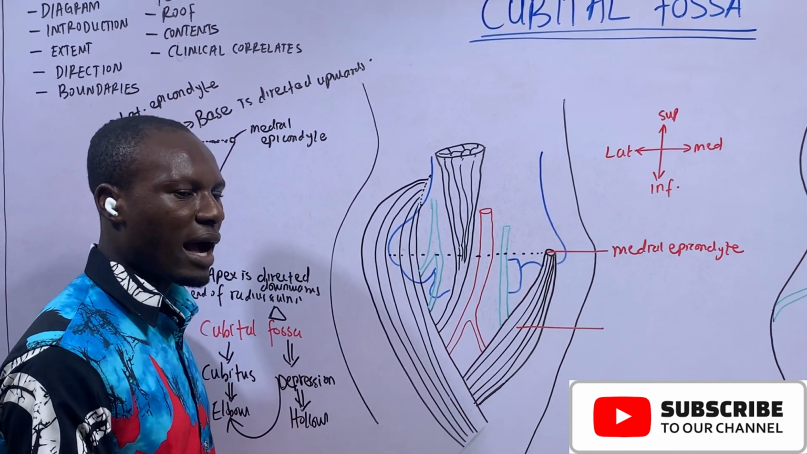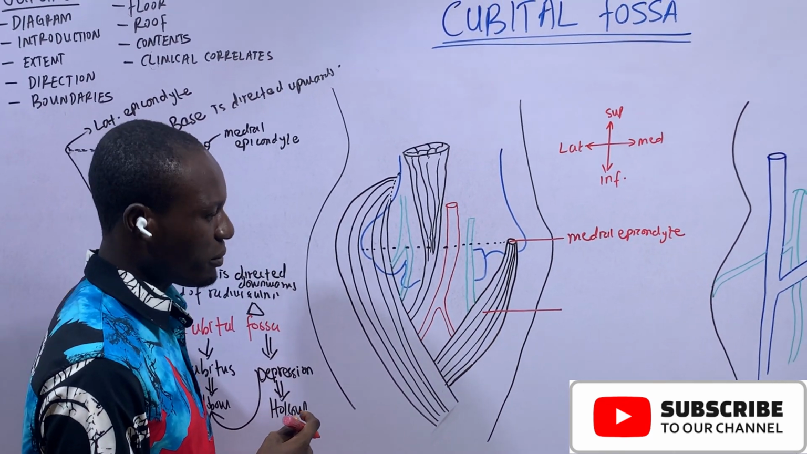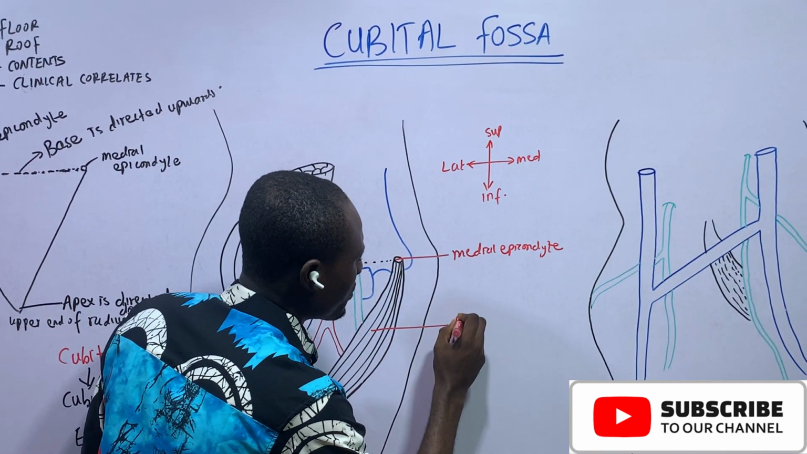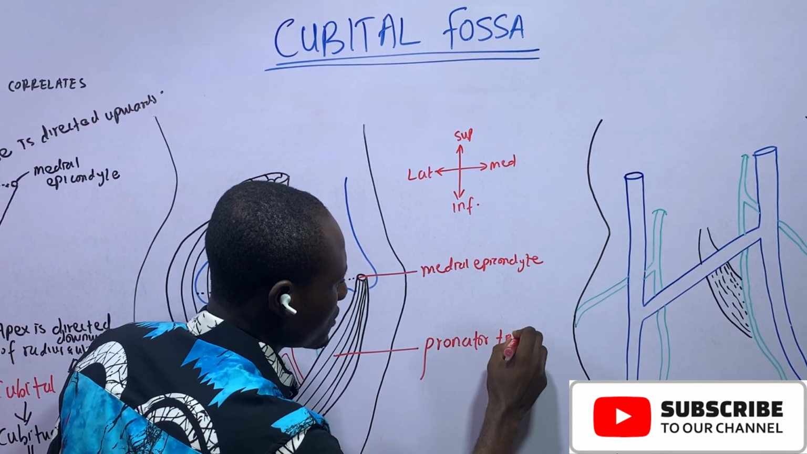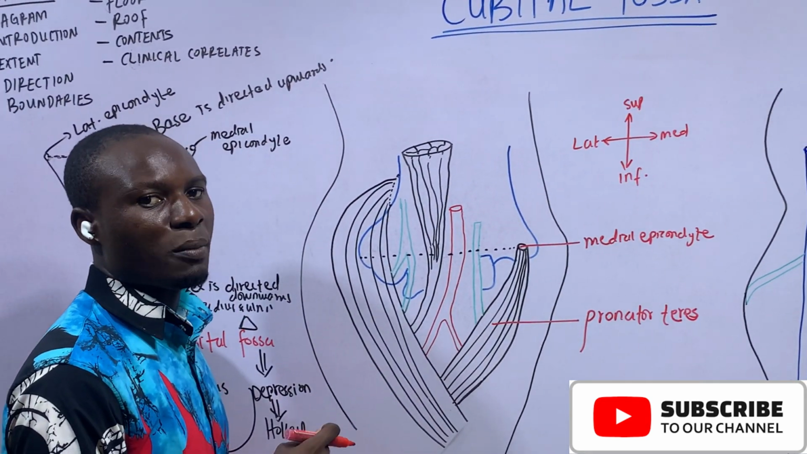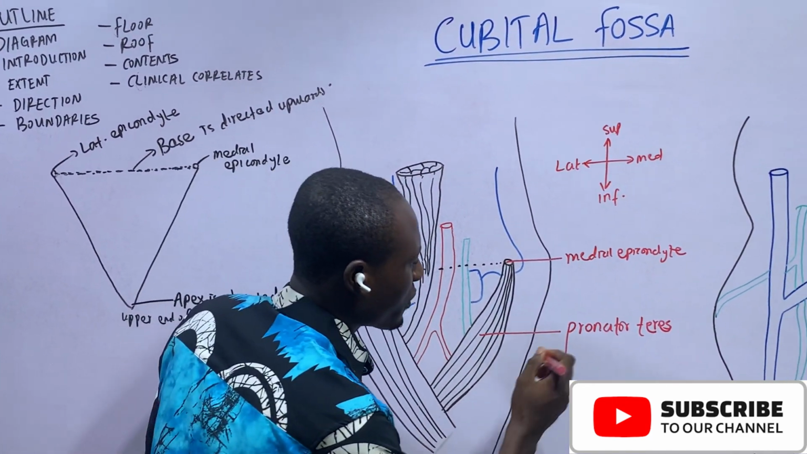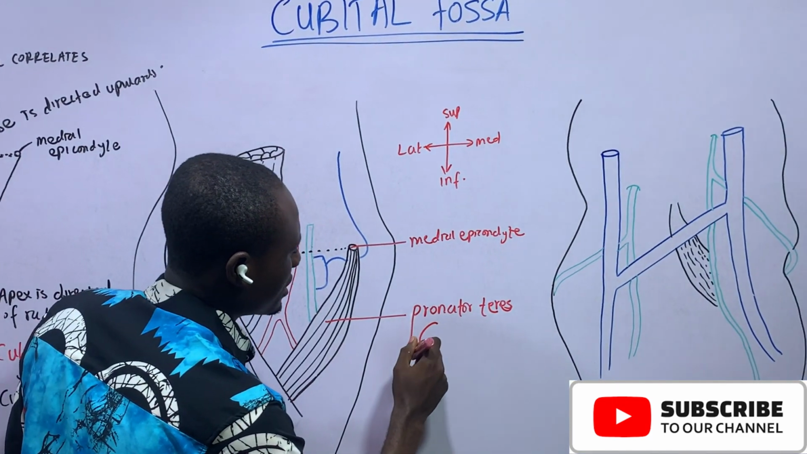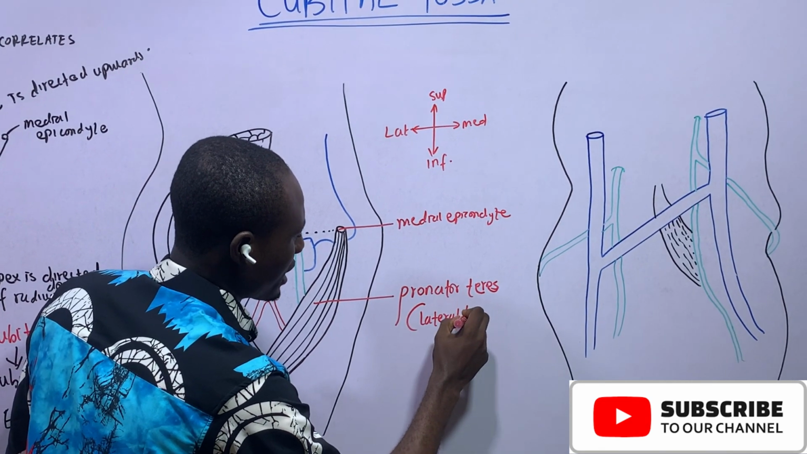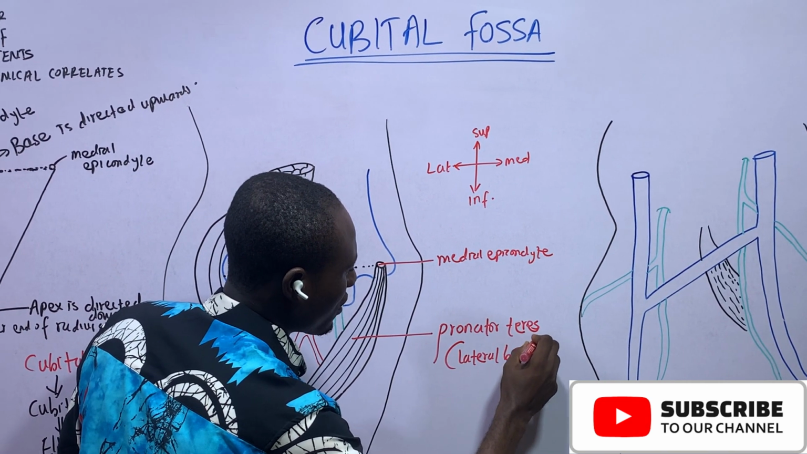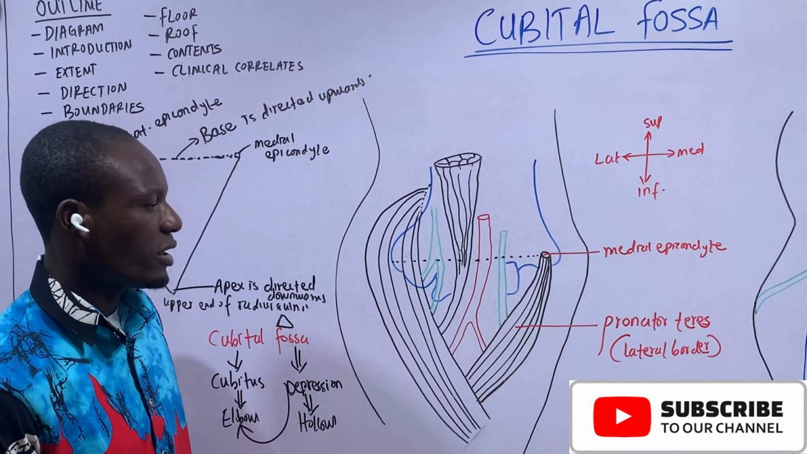But it is not all parts of the pronator teres, but the lateral part of the pronator teres. The pronator teres is supplied by the median nerve, and its major action is pronation. So you call it the lateral border of the pronator teres muscle. It forms the medial boundary of the cubital fossa.